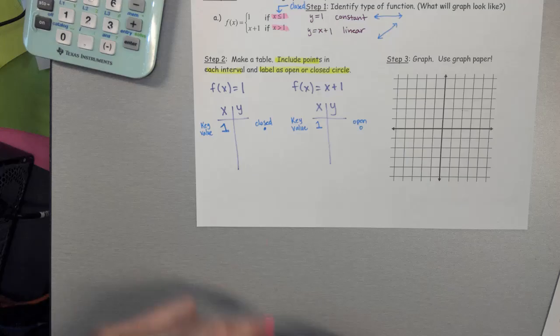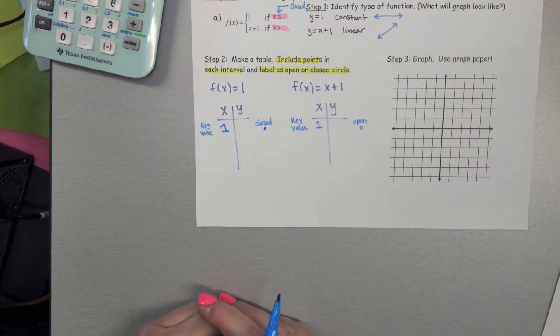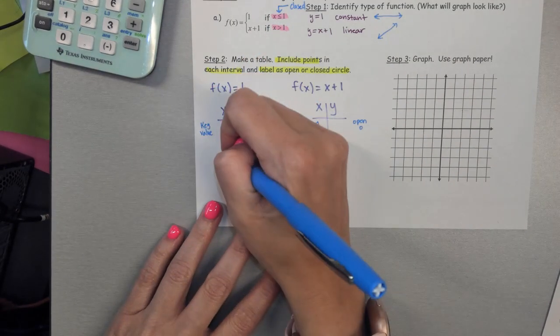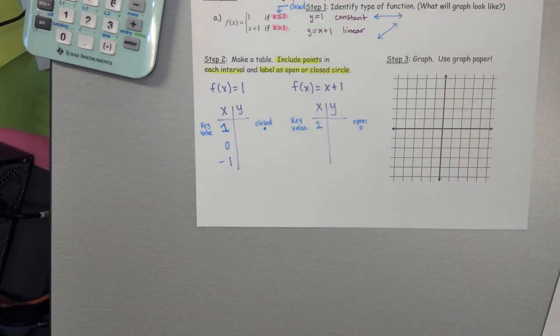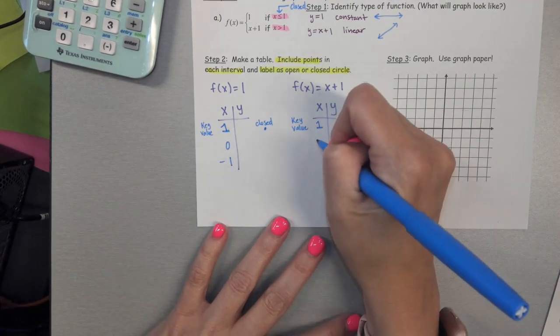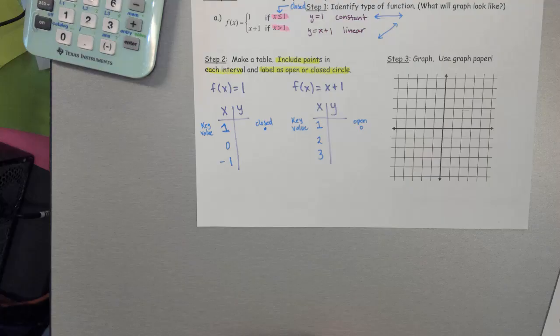If x is less than or equal to 1, you can pick any values that are less than 1. I just choose 0 and negative 1. And then here I want values that are greater than 1, so I'm going to pick 2 and 3. And then I usually just do a couple for each.